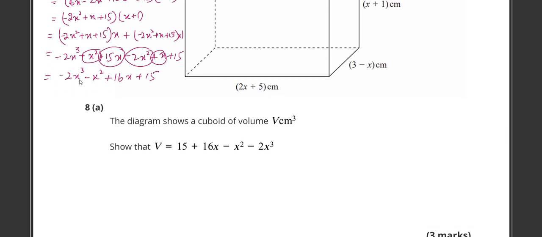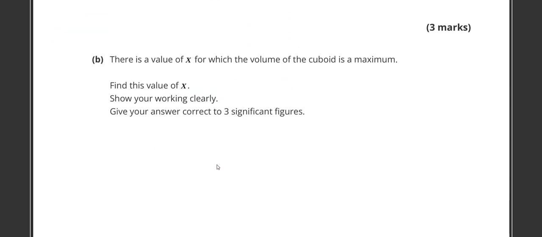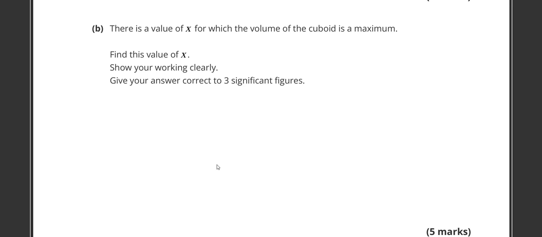He says show that volume is this one. So we have shown that we have plus 15. We have shown that we have plus 16x as well. We have shown that we have minus x squared and minus 2x cubed as well. Okay. Then it says there is a value of x for which volume of the cuboid is maximum.